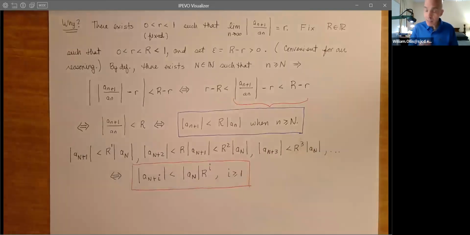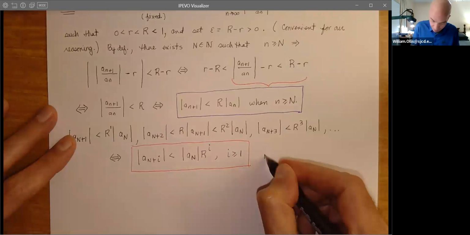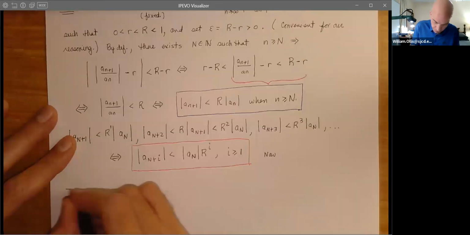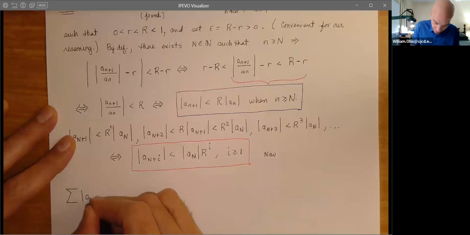This does make sense. Now, what we want to do is say, okay, how does this compare to the original series if we're thinking about absolute value? So let's write it down. So now we'll look at the sum of the absolute value of a sub n, n equals 1 to infinity.